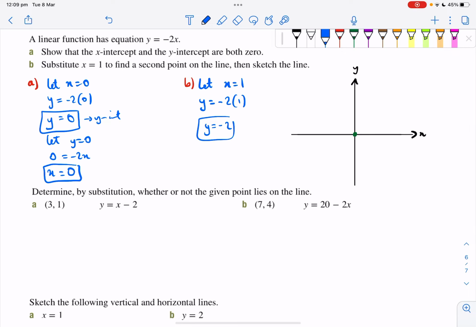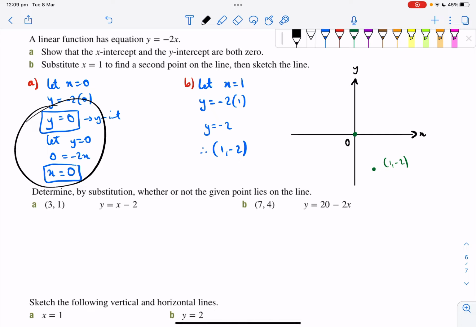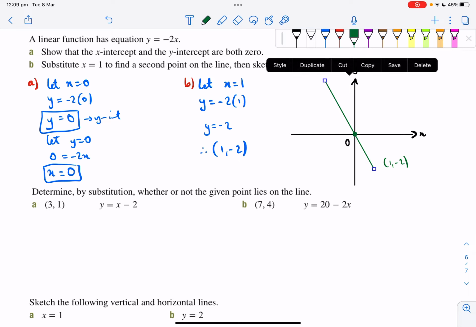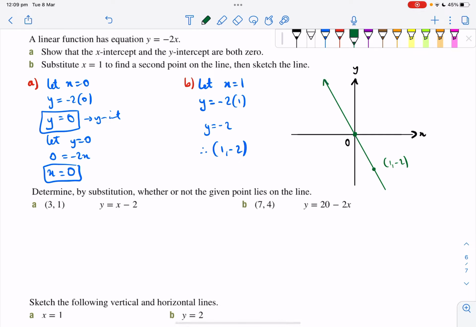So essentially what I found here is a point. And the point (1, negative 2) is specifically what we found. Okay? So (1, negative 2) is down here. So I have (0, 0), which we found in the first part, and now we have the point (1, negative 2). Make sure you're going through both. And that's it. That's the line y equals negative 2x.